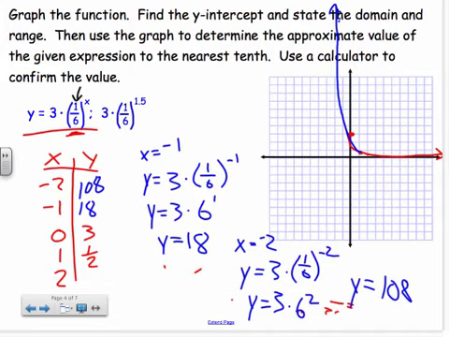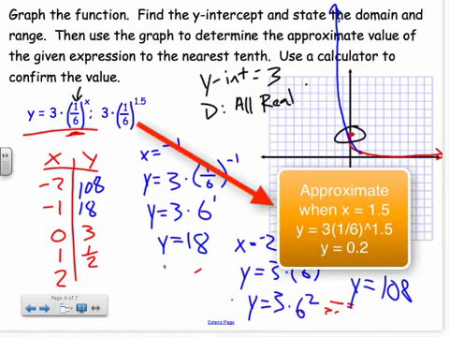Okay? And my y-intercept, just look at my graph, it's 3, right? We're across the y-axis. Domain, same thing, all real numbers. I can put in any x. And range, same type of thing. Y has to be greater than 0. So that's going to be the same all the time.